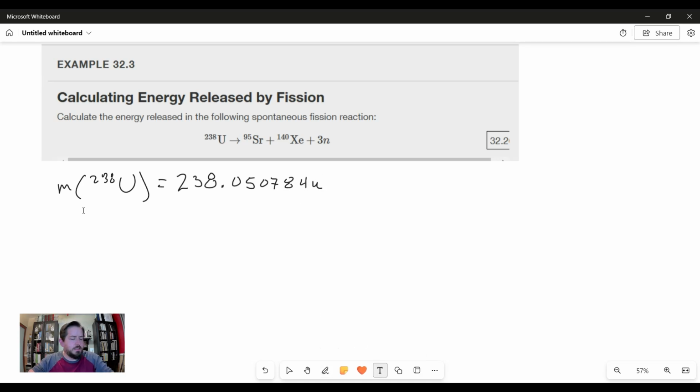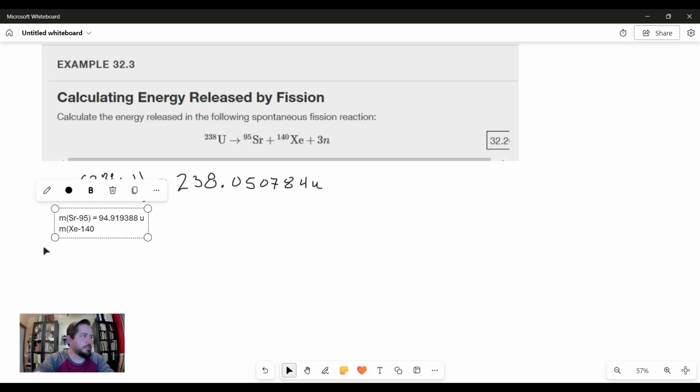The next one is the mass of strontium-95, which is 94.919388 U. The mass of xenon-140 is 139.92160 U. And the mass of a neutron is 1.008665 U. So we have those 4 values, right?